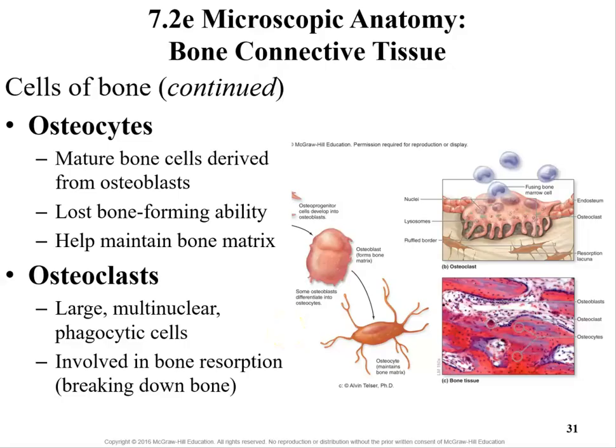Osteoclasts, these are large multinuclear phagocytic cells that are involved in bone resorption. So these guys break down bones.